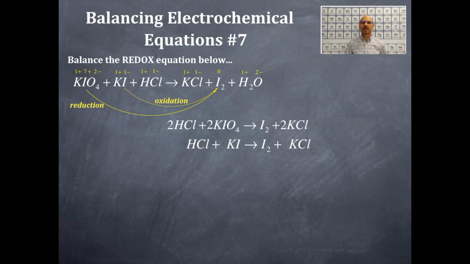So how many oxygens on the reactant side? I have 2 times 4, that's 8. So for every oxygen that's unbalanced, I need to add a water. So I'm going to add 8 water molecules. All right.